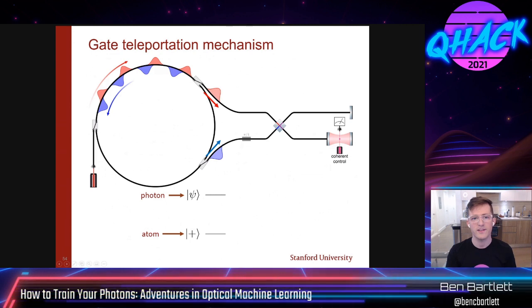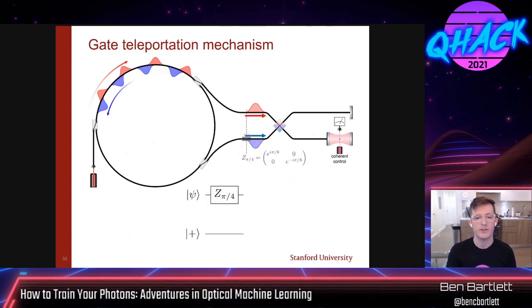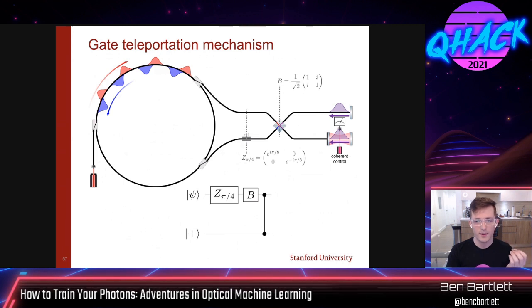So the photon's going into the scattering unit. It passes through the phase shifter, which applies this Z pi over 4 rotation. It passes through the beam splitter, which applies a beam splitter matrix. And then it interacts with the atom cavity system. And this applies control Z between the photon and the atom.